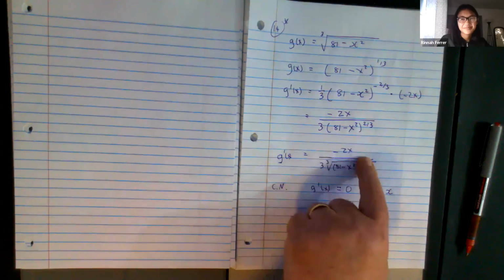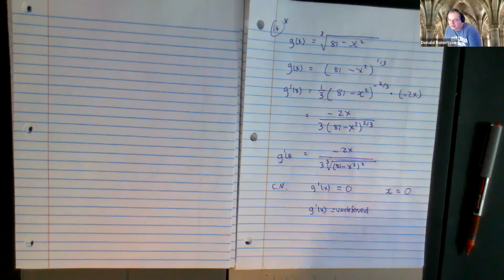0. Yeah, 0 would make it 0. Aren't fractions going to be 0 when the top is 0? So I just need to make x 0.